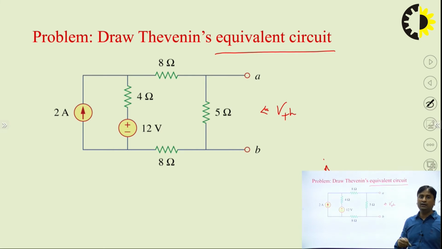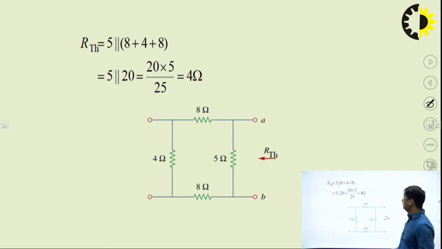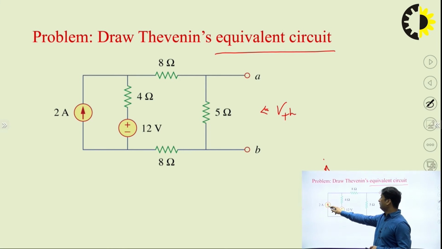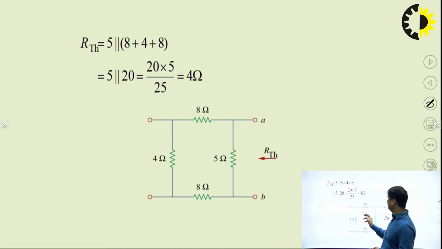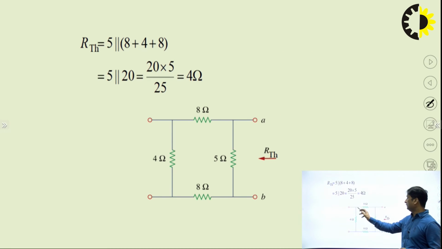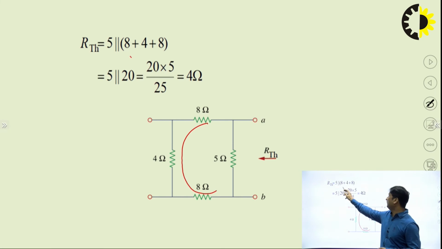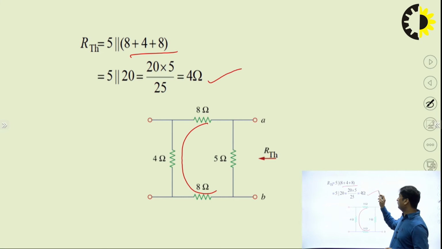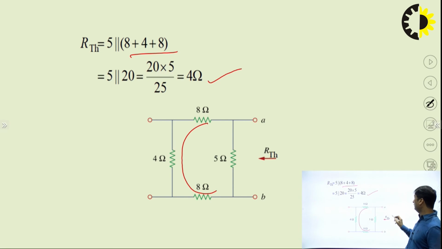and RTH through this point. So when we calculate the RTH, we know that for RTH, the current source is open circuited and the voltage source is short circuited, and your circuit will be like this. So 8, 4, 8. So 8 and 4, and this 8 in series with the 5. So 5 plus 8, 4, 8 is in series, and ultimately it is equal to 4 ohm. So 4 ohm is the RTH when we view to this point A and B.